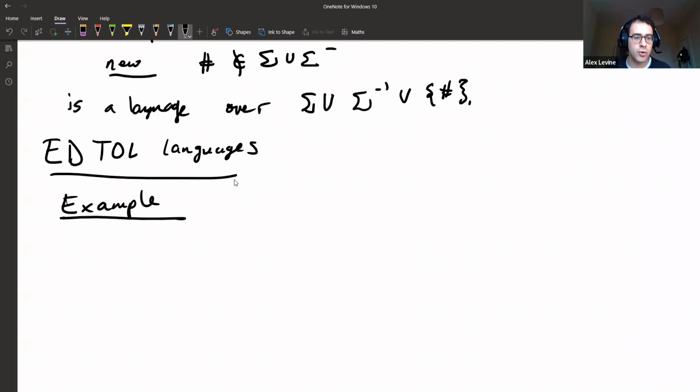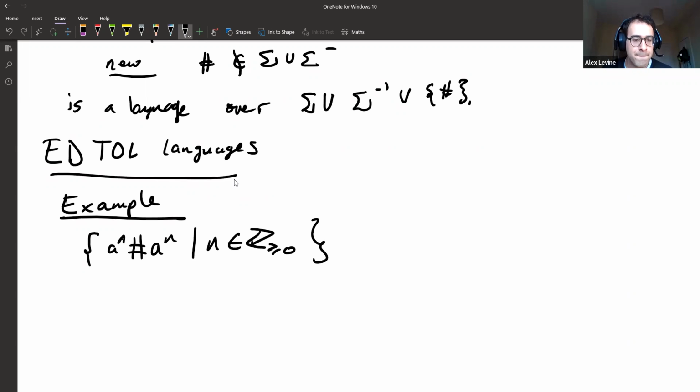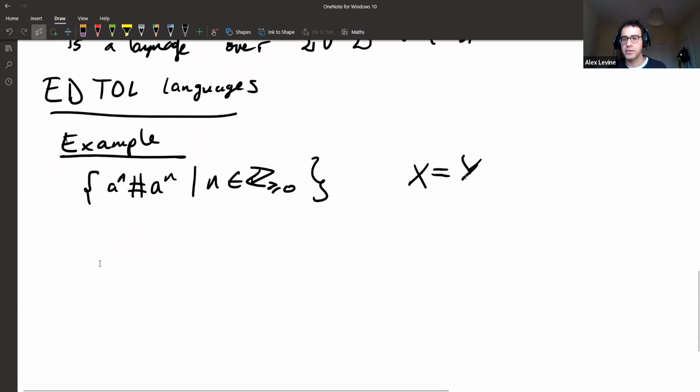The language I'm going to show is a to the n hash a to the n, where n is in the naturals. And actually, let's not have that debate. It's the integers greater than or equal to 0. You may notice that this is the solution to the equation x equals y. Admittedly, it's in the semigroup of the integers greater than or equal to 0 rather than the group. But to avoid having to deal with the inverses with an automaton, I'm just going to do the positive case.